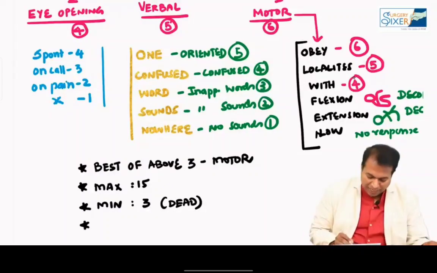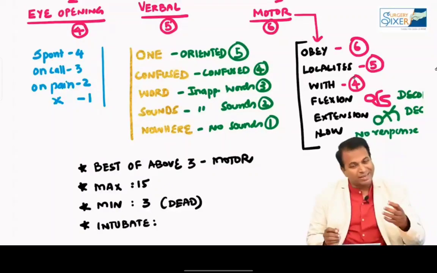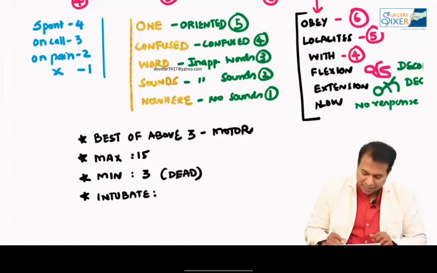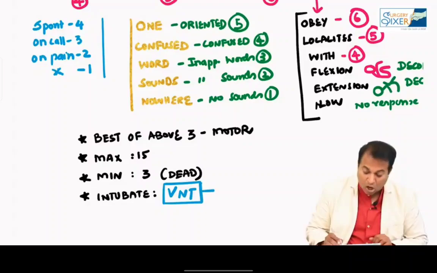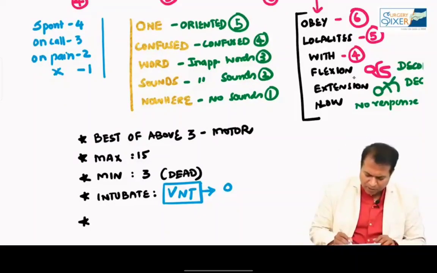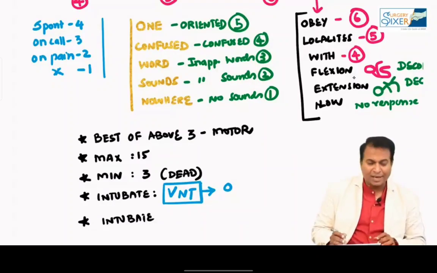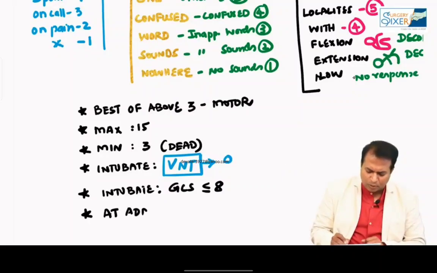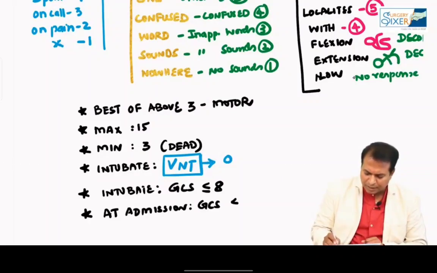Okay, when you intubate a patient, orotracheal, nasotracheal or tracheostomy, we cannot test the verbal response. We cannot ask the intubated patient, what is your name, like that; they cannot tell. So for an intubated patient we give the verbal score as VNT, not testable, 0 point. No point for that. When will you intubate? Already I told you this answer. In a head injury, when your GCS is less than or equal to 8, you must intubate. At admission, when will you take a CT scan? When the GCS is less than or equal to 13 at admission.